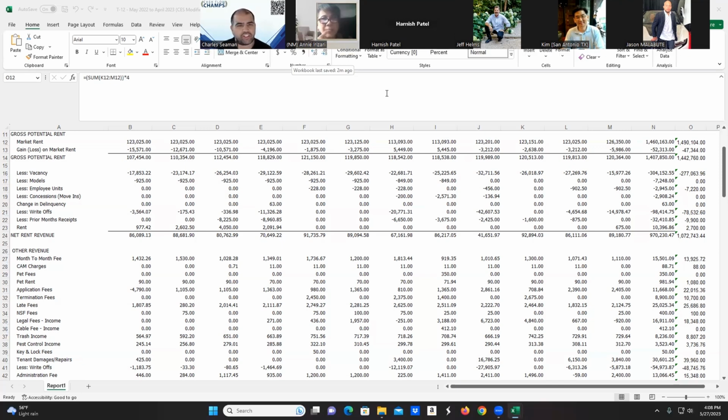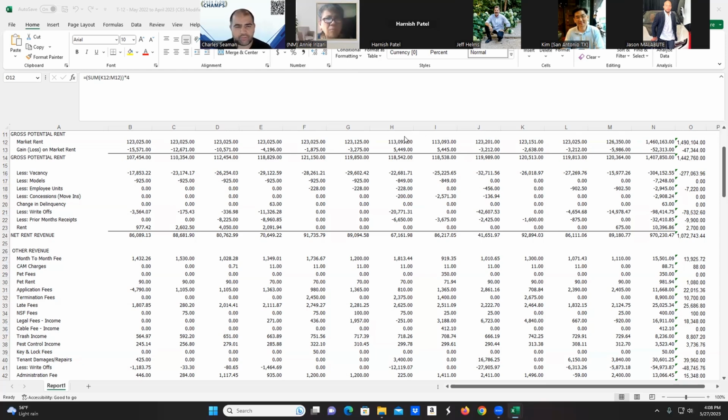I see we have a question in the chat box as well from Diego, and he's asking what would cause a gain to lease. A gain to lease is when your effective rent is greater than your market rent. So essentially the rents that you're actually signing leases for are higher than what you're marketing them for.